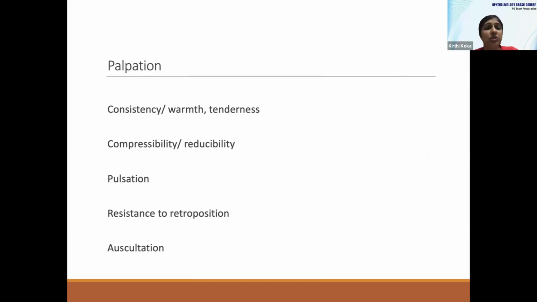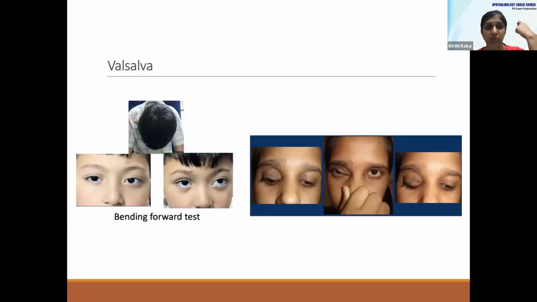Palpation: examine the lesion, see what the consistency is, whether it is soft, cystic, or firm to hard. Then check if there's any erythema on the skin or warmth. Then you look for whether the lesion is compressible into the orbit, whether pulsations are present, and resistance to retropulsion; we say the RTR is raised, which means the tumor is behind the globe. Then you can also auscultate to see whether you have any bruit. In vascular lesions, you will hear a bruit.